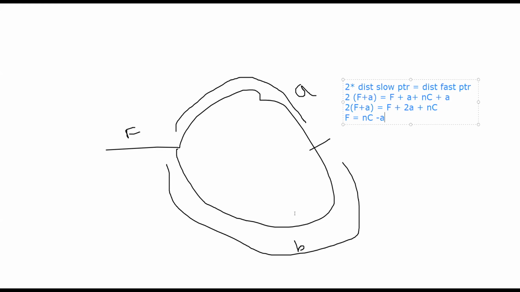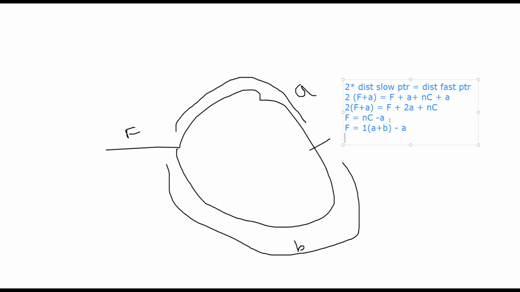If there are more cycles, N will be more than 1. If it is only one cycle, then C evaluates to A plus B, so F is equal to 1 times A plus B, minus A, and then it will be B. So that is what the proof would be.